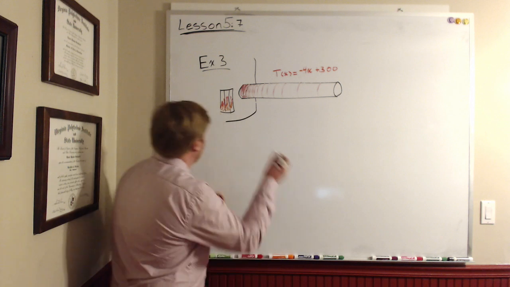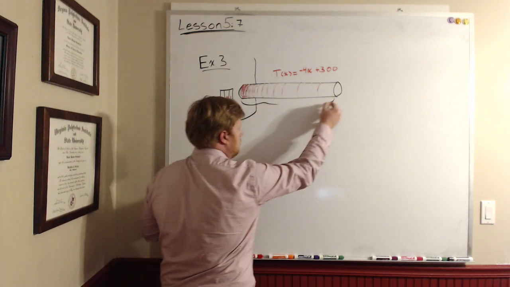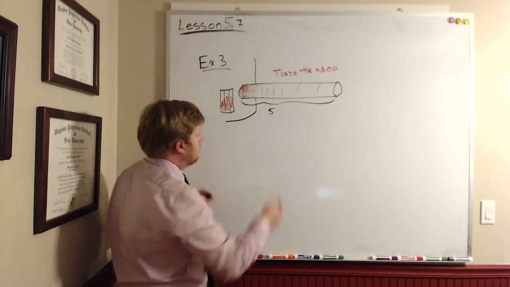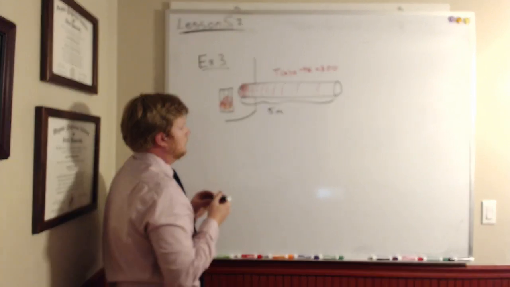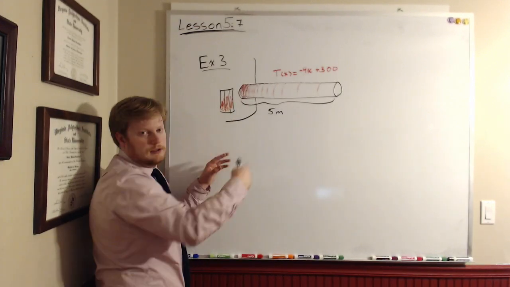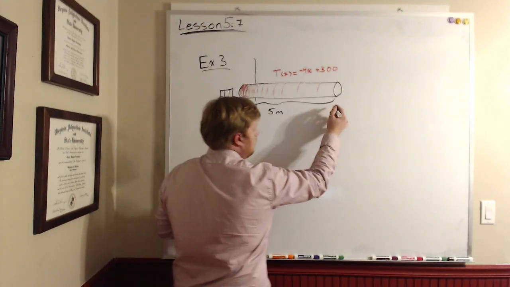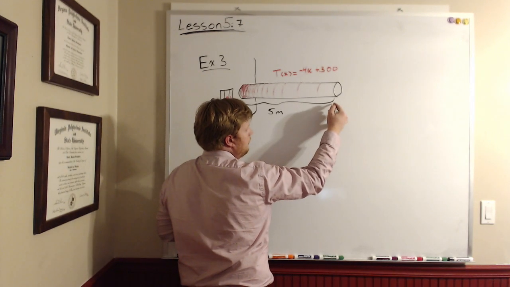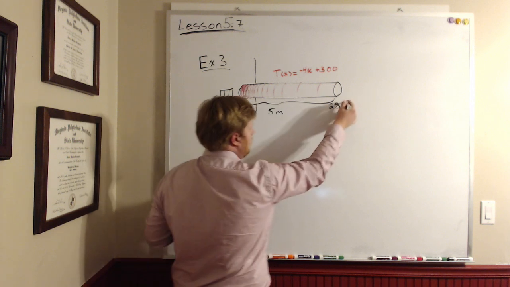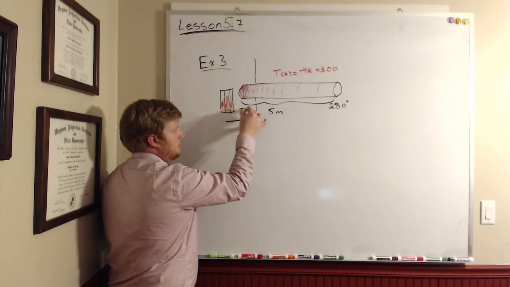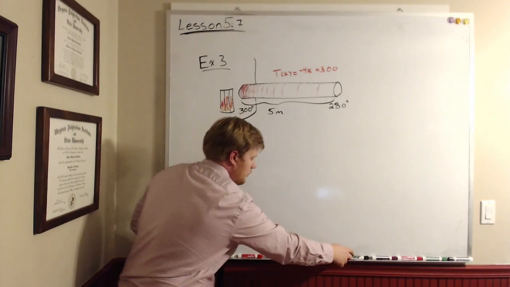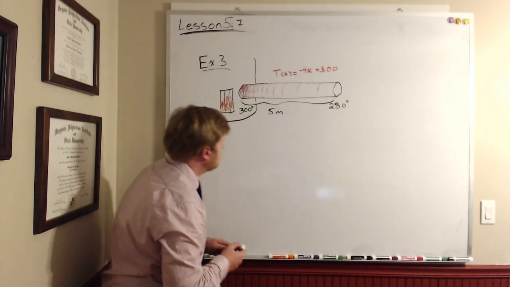Now this rod, how long is this rod? This rod will be 5 meters long. So out here, the rod is 280 degrees. However, here the rod is 300 degrees. As we move along, the rod gets cooler. We want to know, what's the average value of this rod?